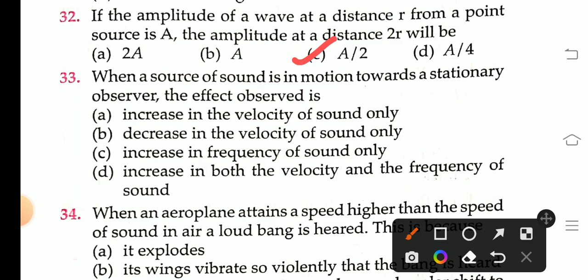When a source of sound is in motion towards a stationary observer, the effect observed is. Right answer will be option C. Increase in frequency of sound only.